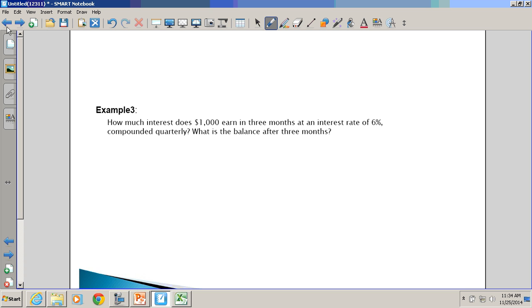All right, so now it says how much interest, so we're looking for I again, does 1,000 earn in 3 months. So my principal is 1,000. In 3 months, this is going to be my time, and interest rate is going to be 6%, so this is my rate.